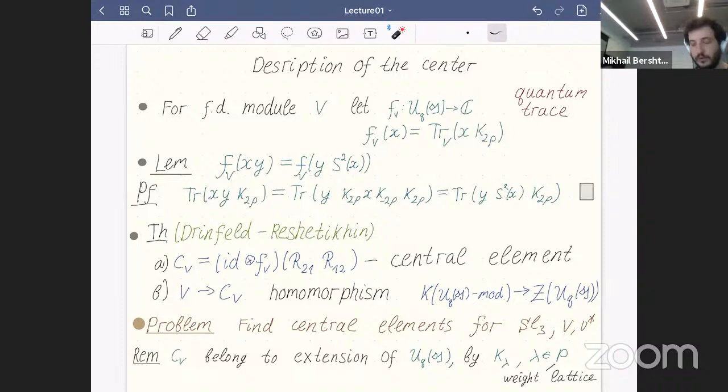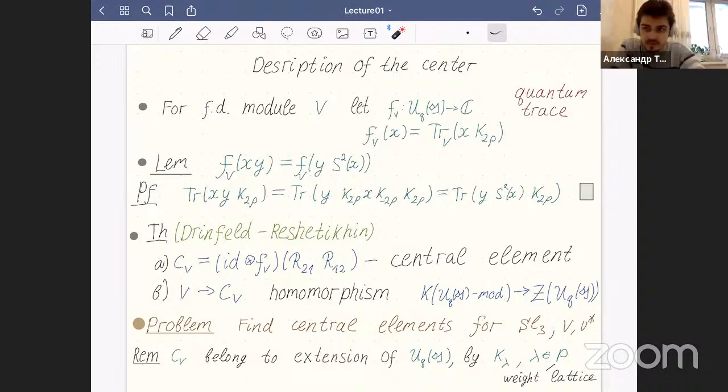Find the formula. So for any representation, you'll have a central element. Somehow you should have two central elements. You can try to compare this with a story where you know something about the center of SL3, of the universal enveloping algebra of SL3.